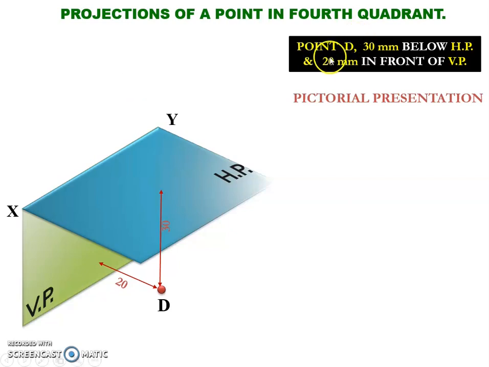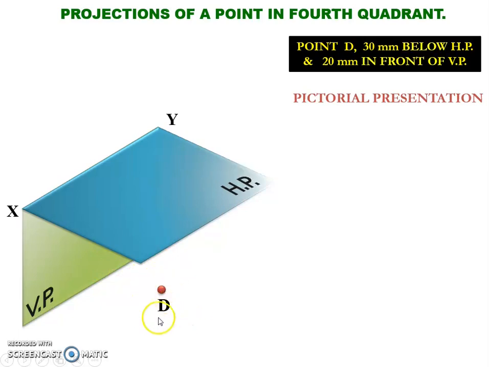It is given that the point D is located 30 mm below the horizontal plane and 20 mm in front of the vertical plane. The pictorial representation of the given problem is shown here. From this diagram we can understand the point capital D is located 30 mm below the horizontal plane and 20 mm in front of the vertical plane.